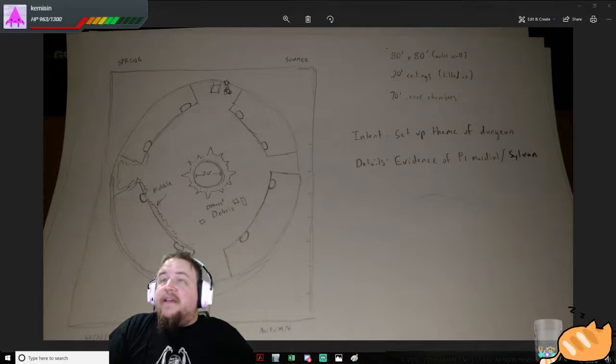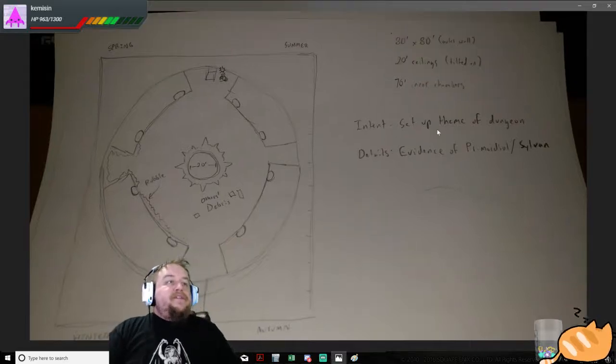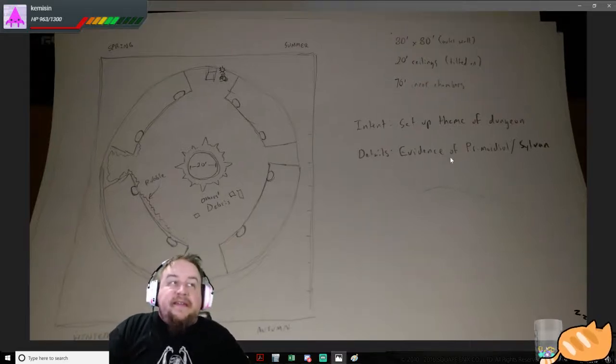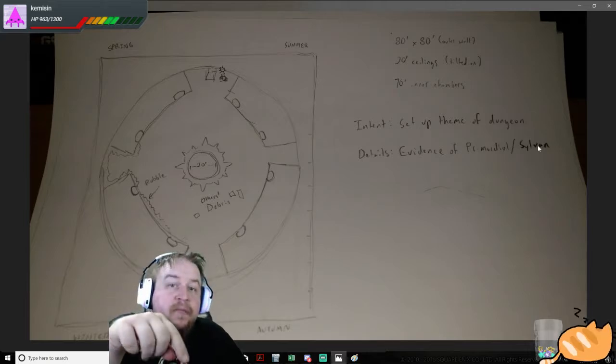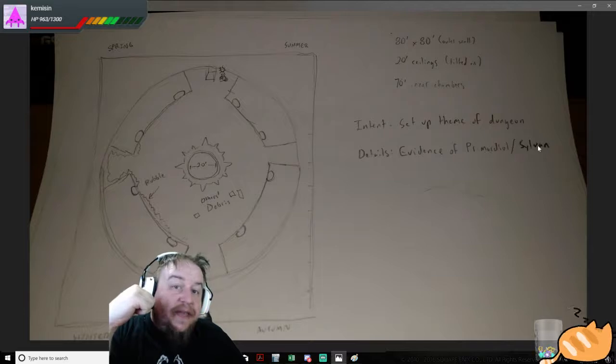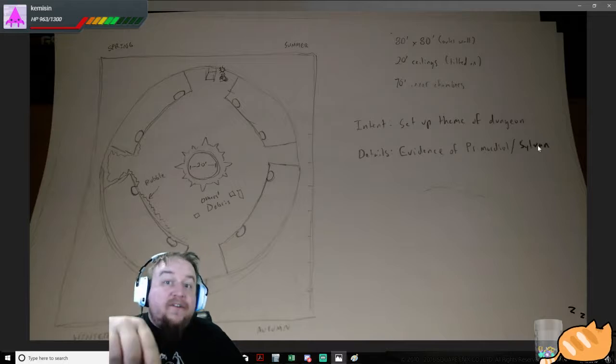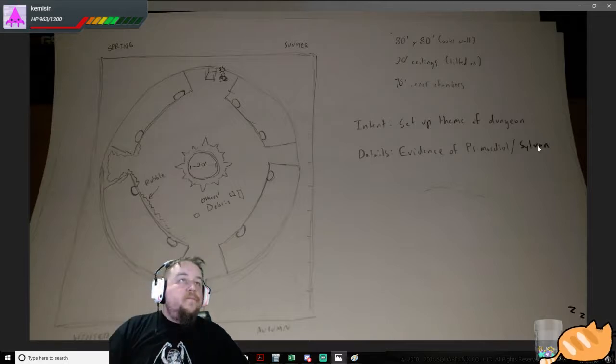In fact, now that we have something like this, I'm going to go over to the more of the mechanical. Because there is a mechanical dungeon. There we go. So here's your intent. You want to set up the theme for the dungeon and the details. You want evidence. You want to leave evidence of the primordial language in Sylvan to match the outside. That way there's proof that the people who put the warnings up on the outside of the pyramids are the ones who also built or are interred or living or whatever inside the pyramid too.